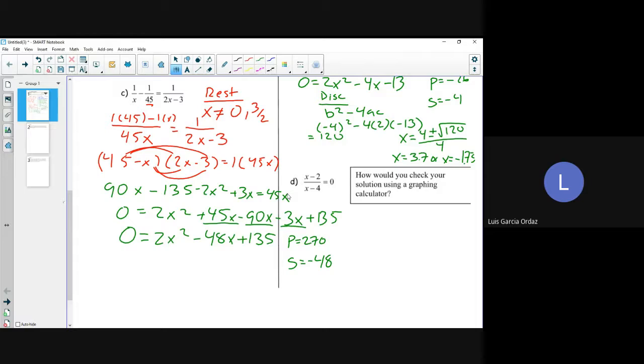Okay, so we're going to use our quadratic formula. So let's start with our discriminant first. So we have b squared minus 4ac. So our b squared is negative 48 squared minus 4 times 2 times 135. So what does our discriminant simplify to?